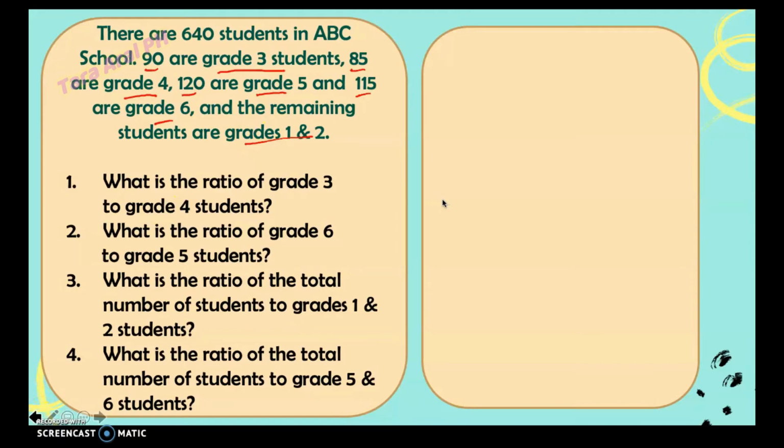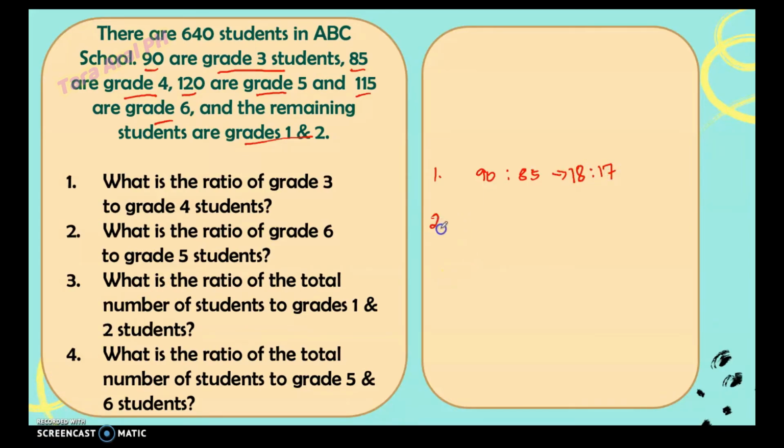Let's answer the first question. What is the ratio of grade 3 to grade 4 students? So grade 3 is mentioned first, so we need to write the number of grade 3 students, which is 90 is to, for the grade 4, we have 85. And since we need to simplify that, our final answer is 18 is to 17.